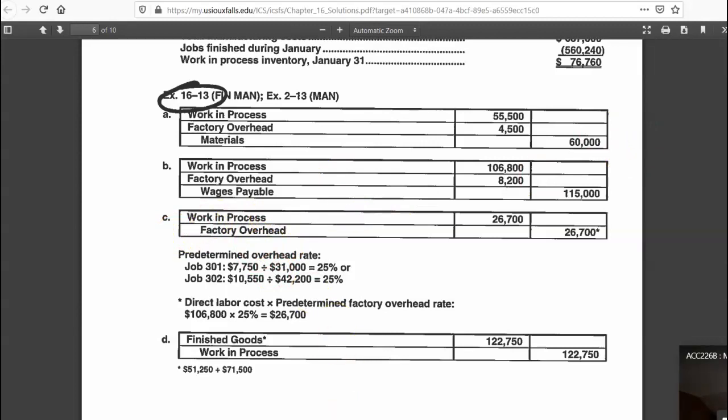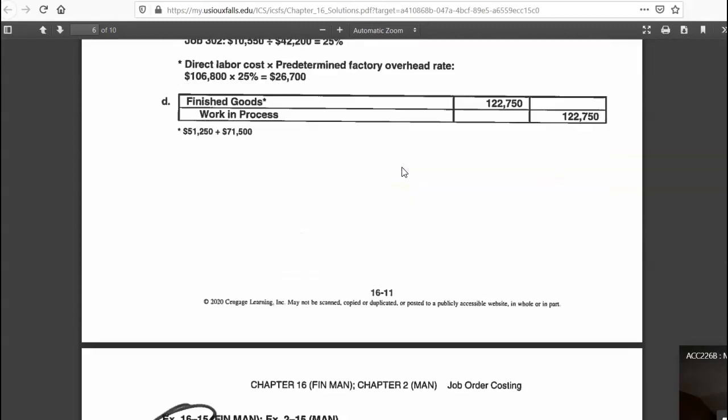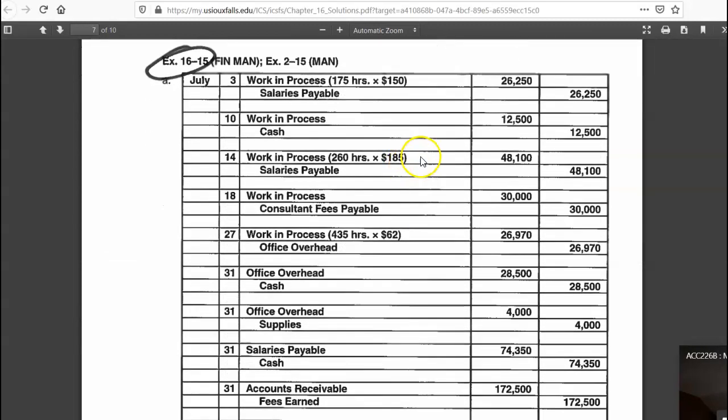All right, I think we beat that one. Any other questions on 13? Let's look at number 15. Number 15, I'm just going to do a cursory review over it, and if you've got a question, you stop me. What I'm going to do is just explain these journal entries.